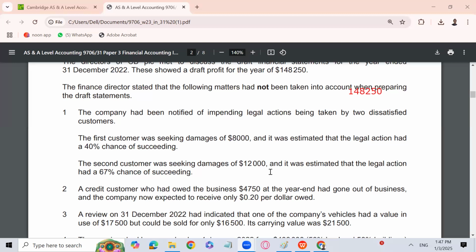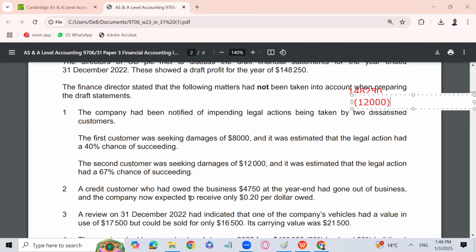So 12,000 will be subtracted from here because it is damages. I will subtract 12,000 as damages, and it will be subtracted from profit, and definitely it will also be recorded in other payables as a current liability. It will be added in other payables as a current liability. Like the last question we had done, where I said added, but I have written subtracted.